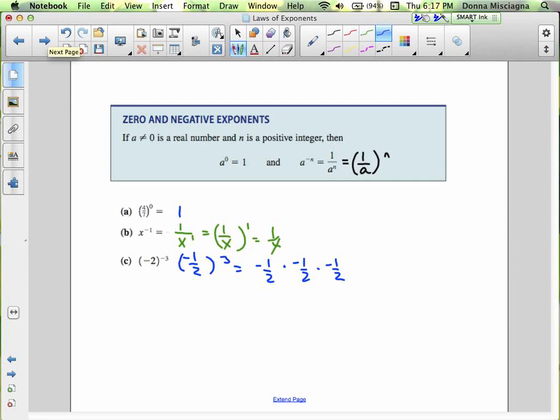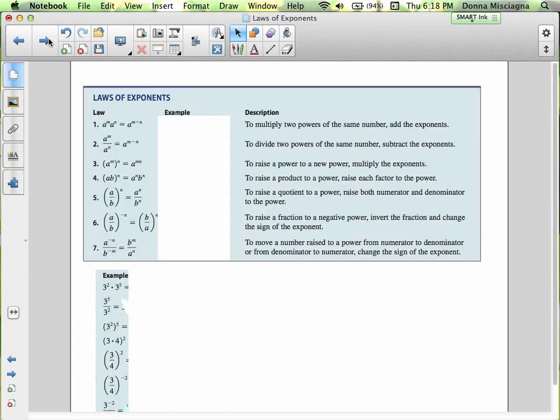So that's going to be a negative. We have an odd number of negatives there. So it's going to be negative 1/8. It's 2 times 2 times 2 is 8. All right, so a little work there with 0 as an exponent and negative exponents. And I really hope that is a review for you, as well as exponential notation.